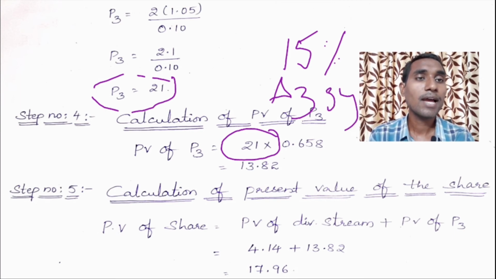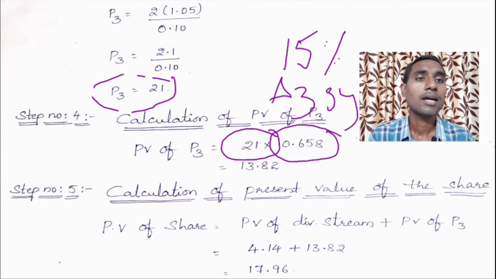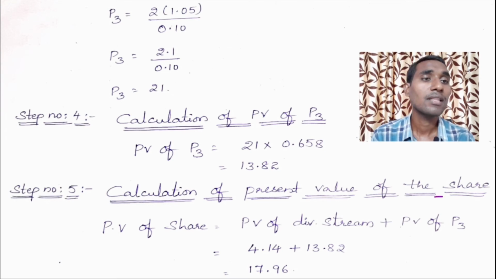3 years, the value is 0.658. So at the end of third year, that's the reason we take third year. So 0.658. When I multiply, I obtain 13.82. So now the last step, the final step, is calculation of present value of the share.